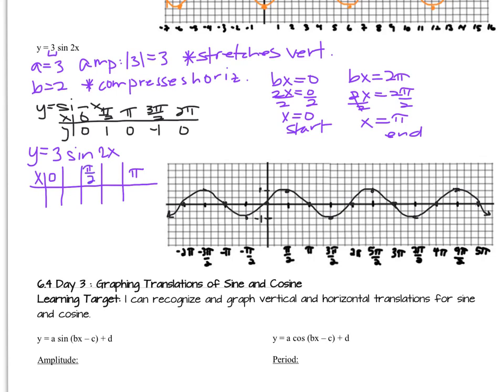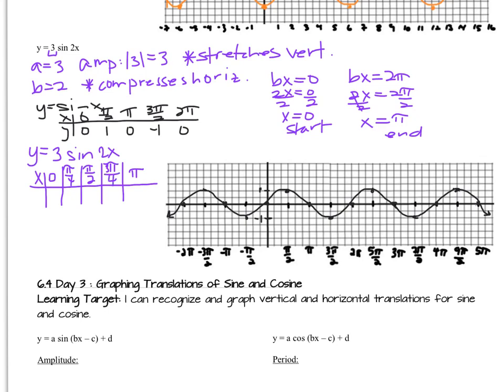But if we go between 0 and pi over 2, halfway between that would be pi over 4. We haven't graphed pi over 4 yet, and it's not even marked on our charts. We're going to have to figure out where to put that on the x-axis on our table. And then between pi over 2 and pi, halfway between that would be 3 pi over 4.